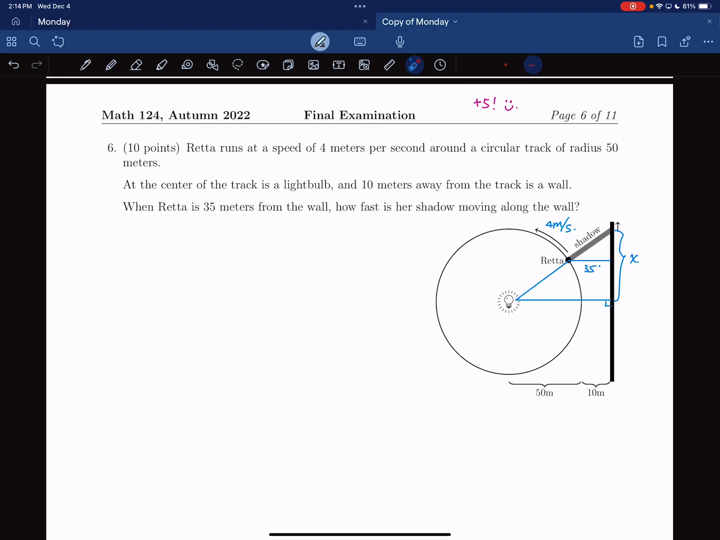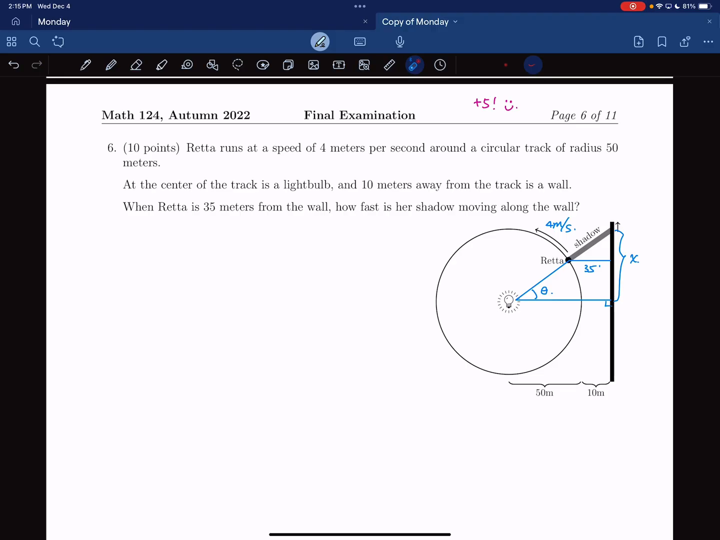So what's another variable I should assign? The angle between the line from the shadow and the line to the wall. Very good. You're saying we should assign the angle here, right? Oh, no, I meant this angle. Very good, this angle. That's the second variable I should assign.